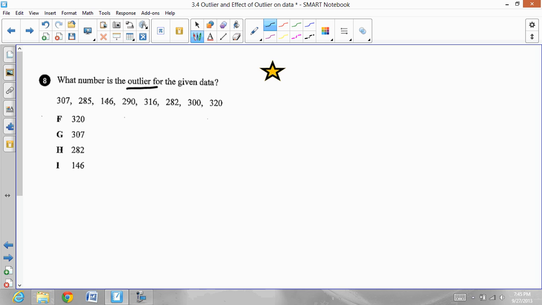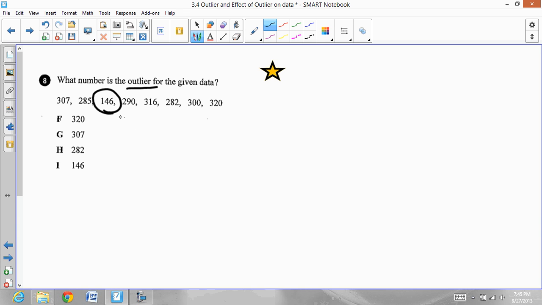So the question is, what number is the outlier for the given data? Let's focus on 307, 285, 146, 290, 316, 282, 300, and 320. If you look at all the numbers, there is one particular number which is so far away from the other numbers. 307, 285, 290, 316, 282, 300, and 320 are all close together. The only number that is far away from the other numbers in this case is 146. So the outlier in this case is 146.